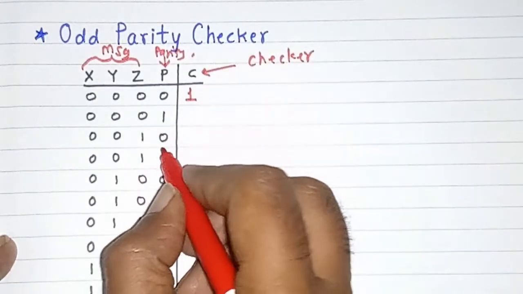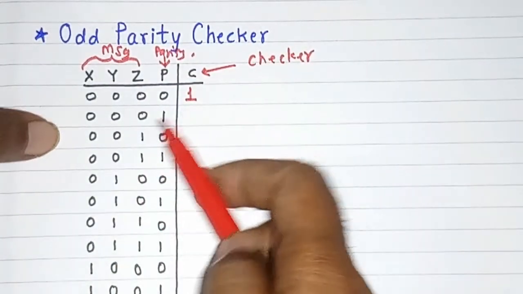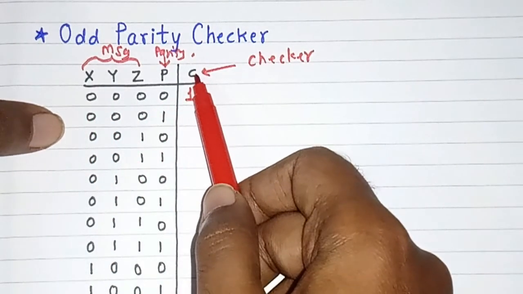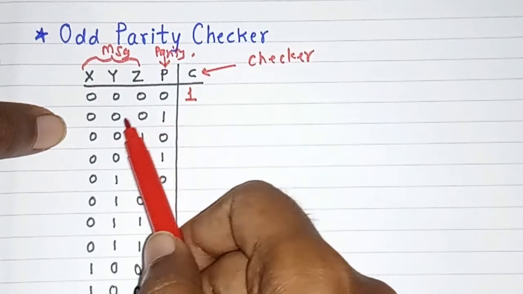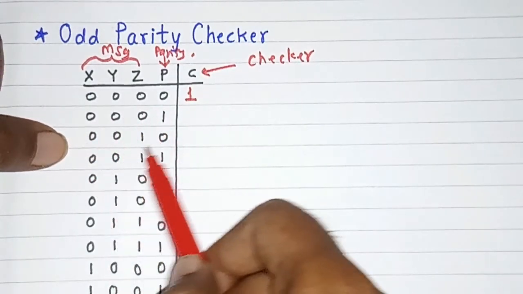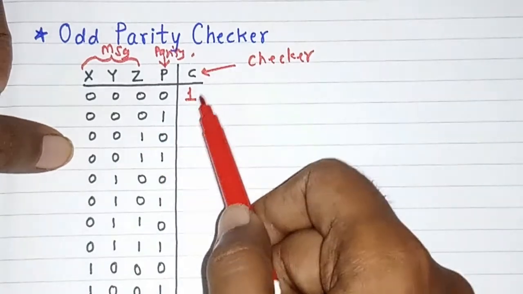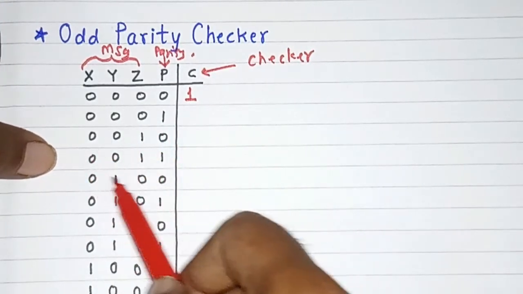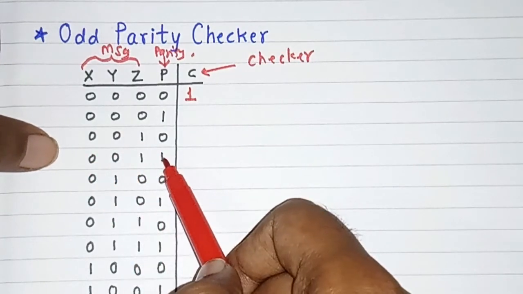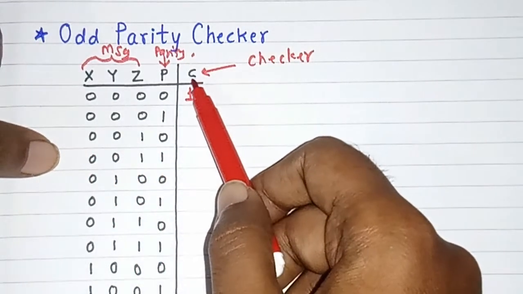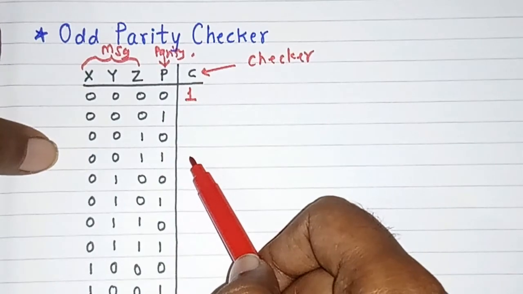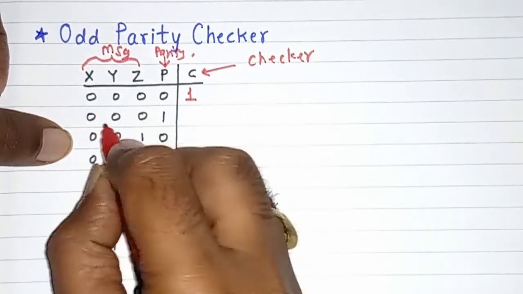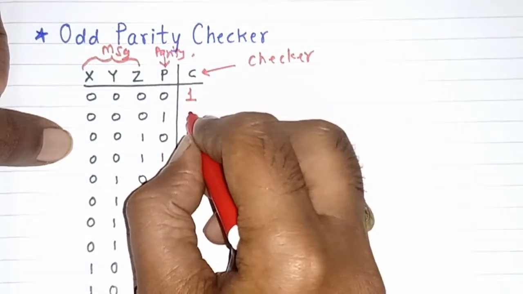In short, if the number of ones in these 4 bits is odd, then output C will be 0. And if the number of ones in this 4-bit received combination is even, then output C will become 1. Okay, so let us see. This 4-bit combination has an odd number of ones, so output will be 0.